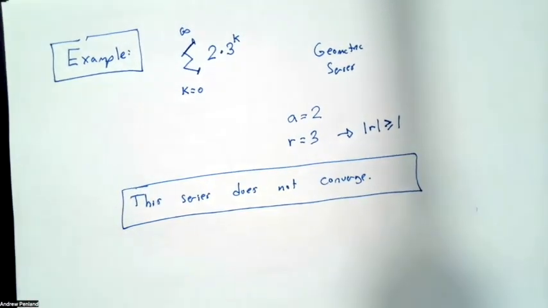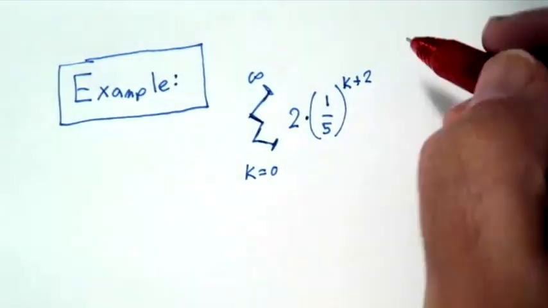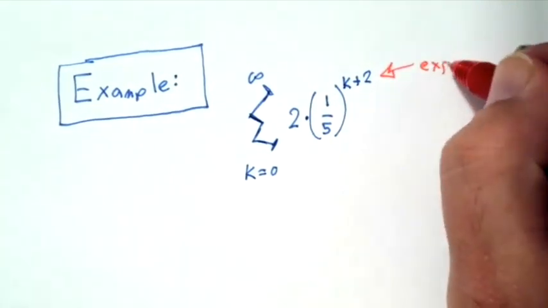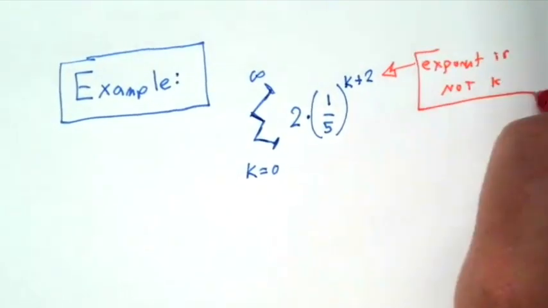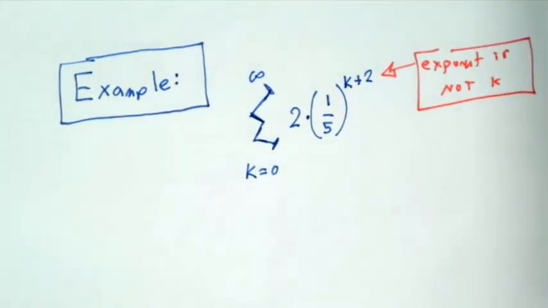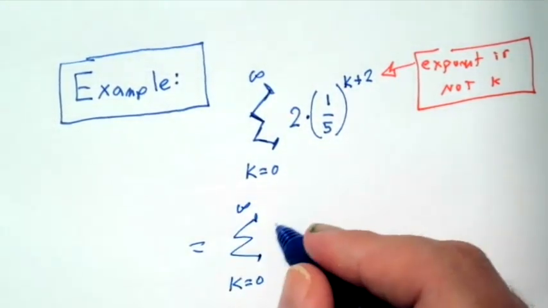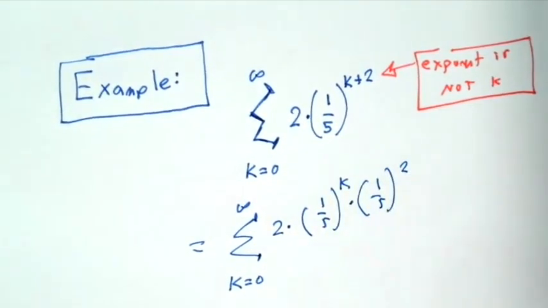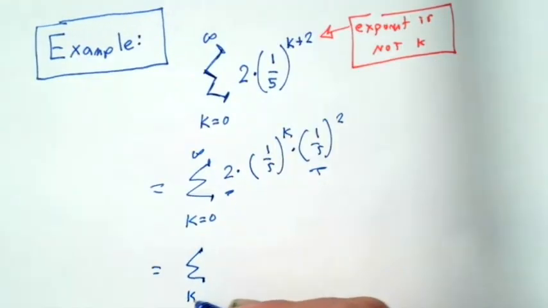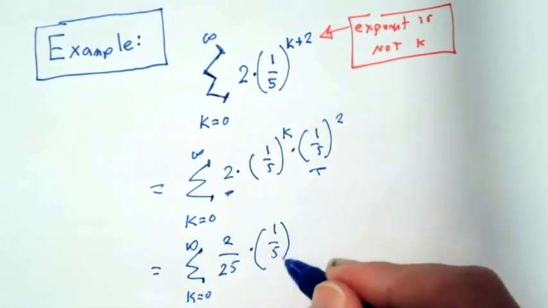I think it's slightly more complicated for instance, what if I look at something that looks very similar to a geometric series, but the exponent is not k? The exponent is some expression involving k. Well, here algebra is going to come to my rescue. I can rewrite this as the sum from k equals 0 to infinity of 2 times 1/5 to the k times 1/5 squared. Now I can take this 2 and this 1/5 squared and combine them, and this will become the sum from k equals 0 to infinity of 2 over 25 times 1/5 raised to the k.